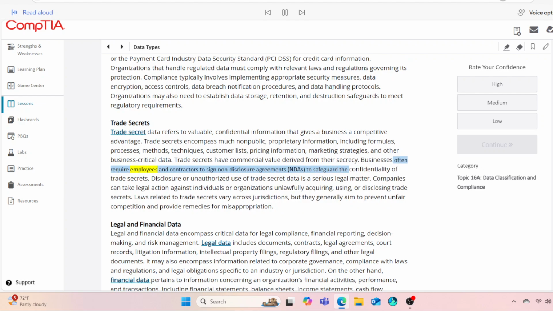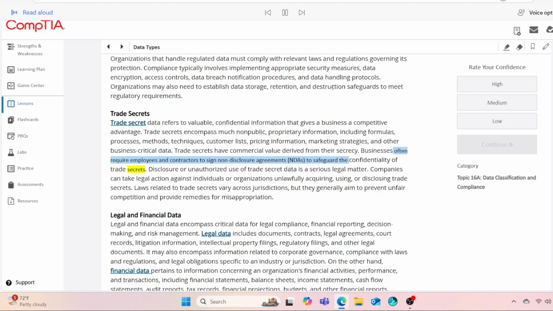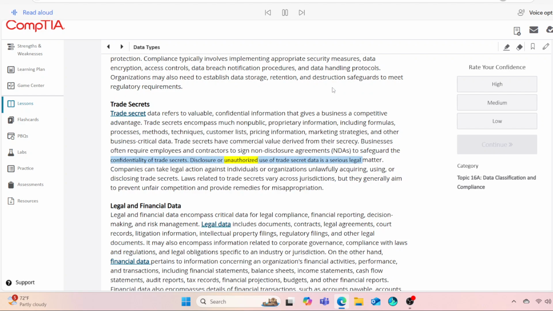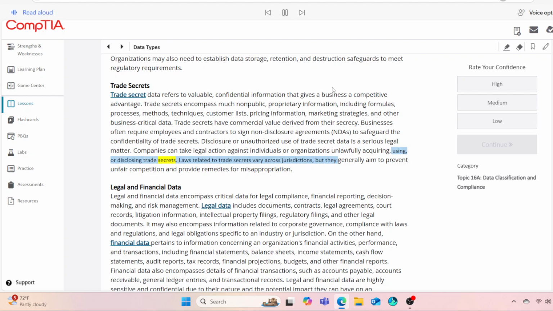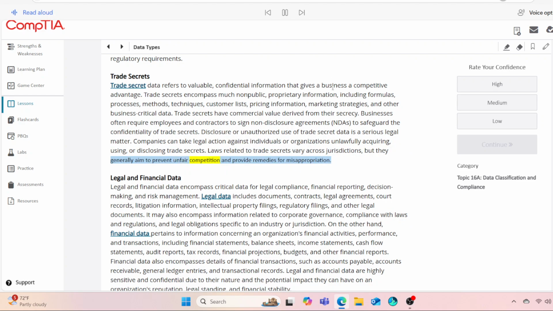Businesses often require employees and contractors to sign non-disclosure agreements, NDAs, to safeguard the confidentiality of trade secrets. Disclosure or unauthorized use of trade secret data is a serious legal matter. Companies can take legal action against individuals or organizations unlawfully acquiring, using, or disclosing trade secrets. Laws related to trade secrets vary across jurisdictions, but they generally aim to prevent unfair competition and provide remedies for misappropriation.